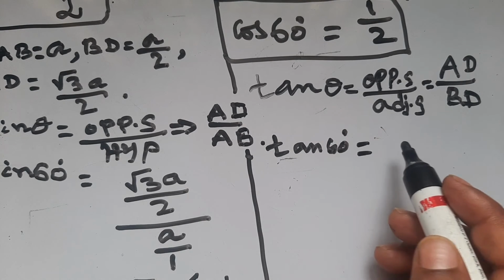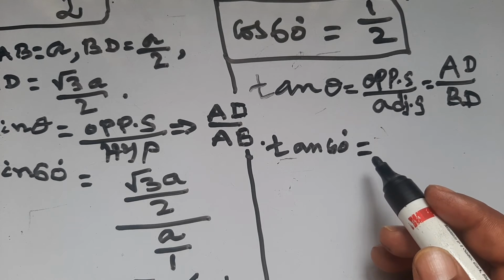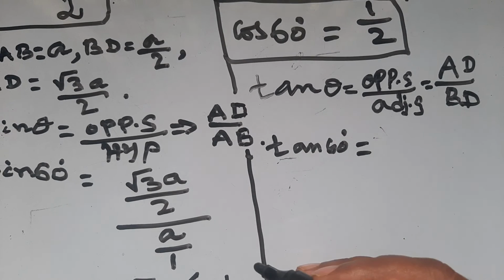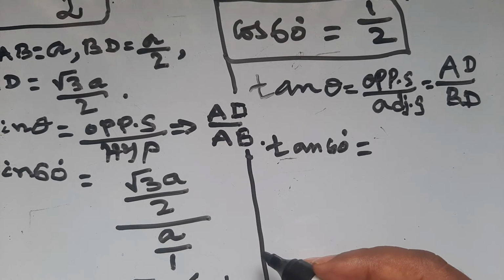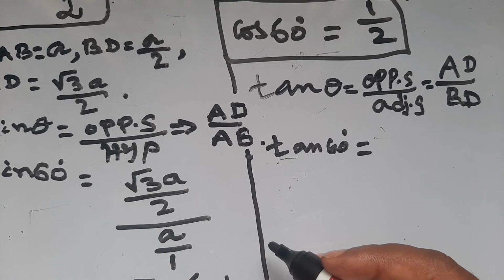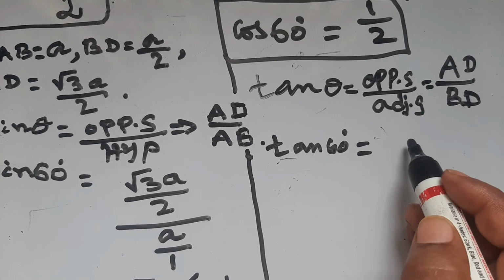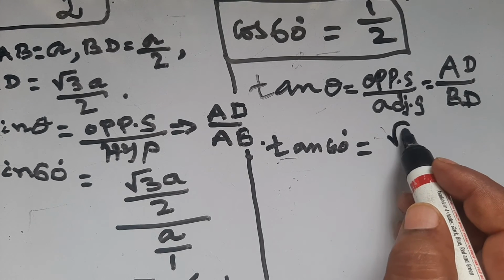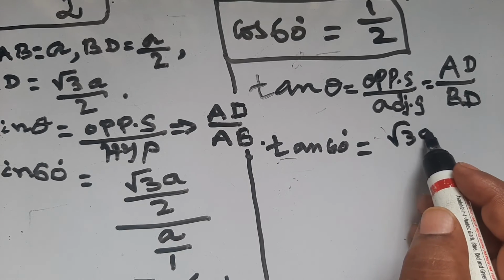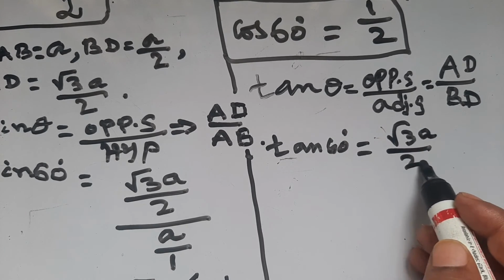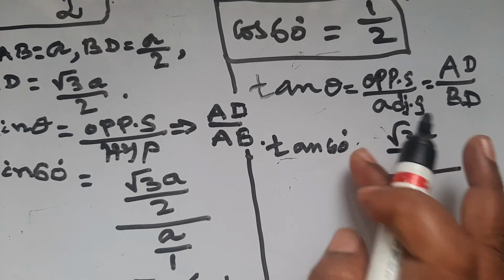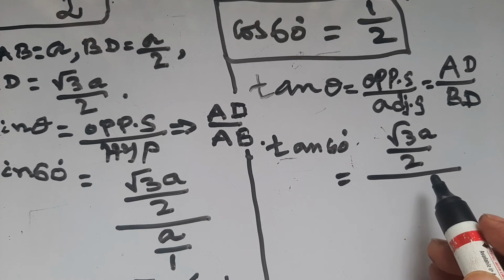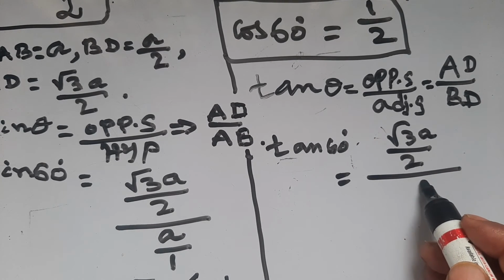Actually tan 30 previously we got 1 by root 3. Now, tan 60 is coming reverse, root 3 has to come. Let us see whether it is coming or not, we have to check it. So, AD value you know, root 3 A by 2, whole divided by BD, which is A by 2.